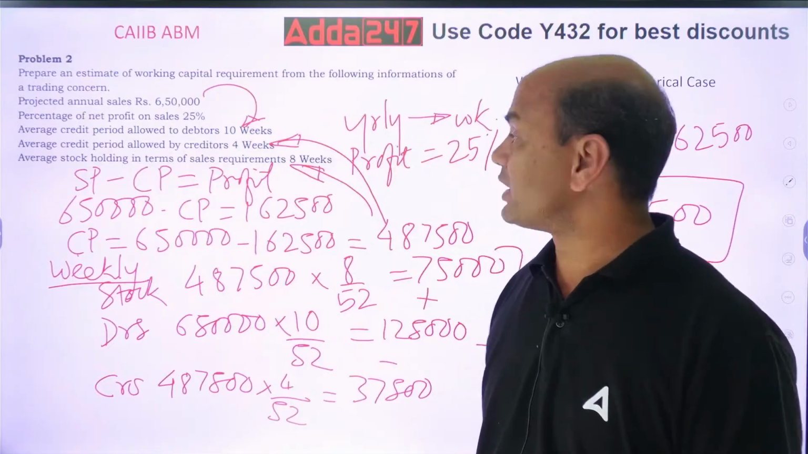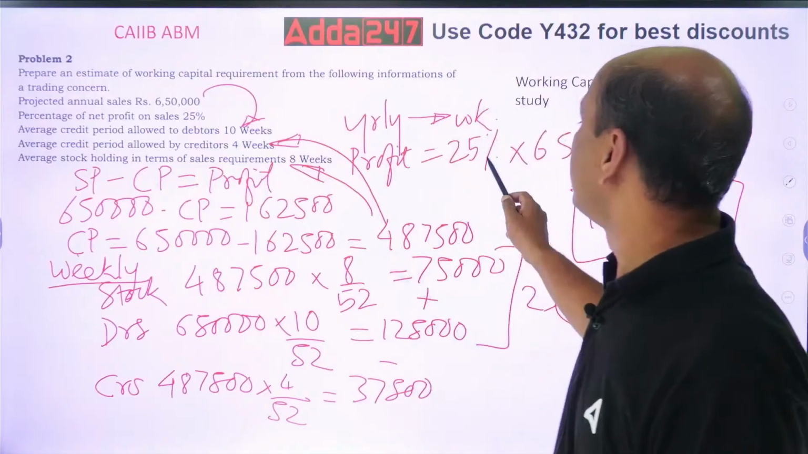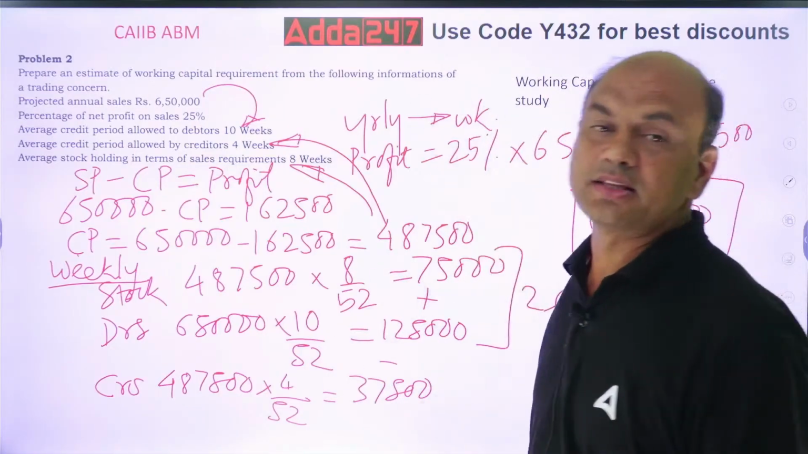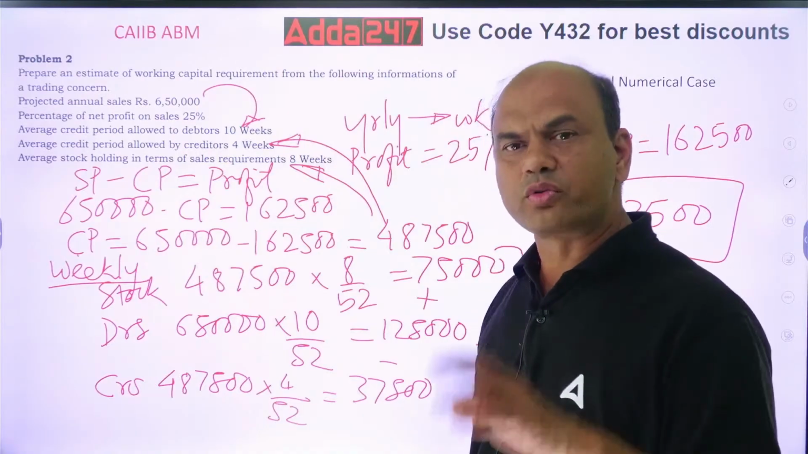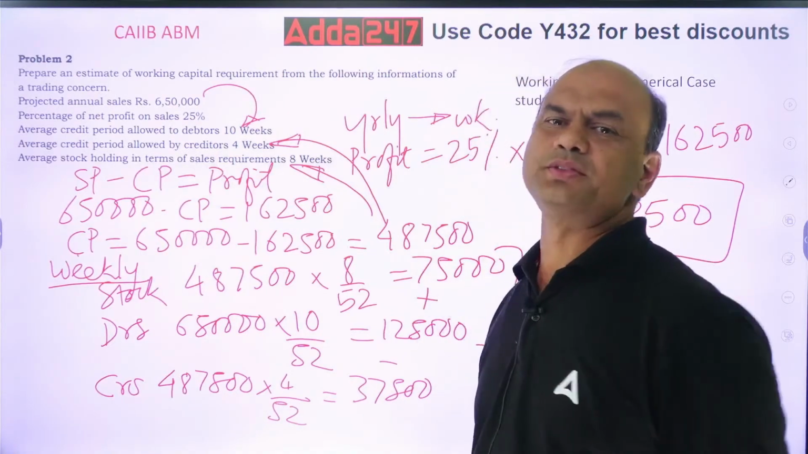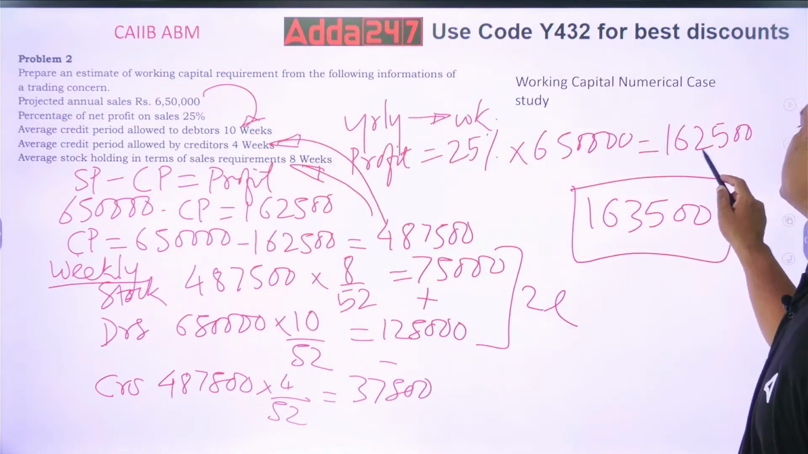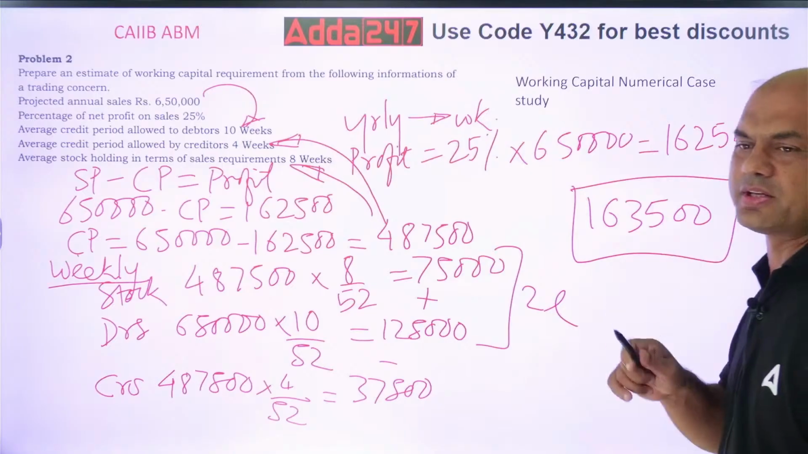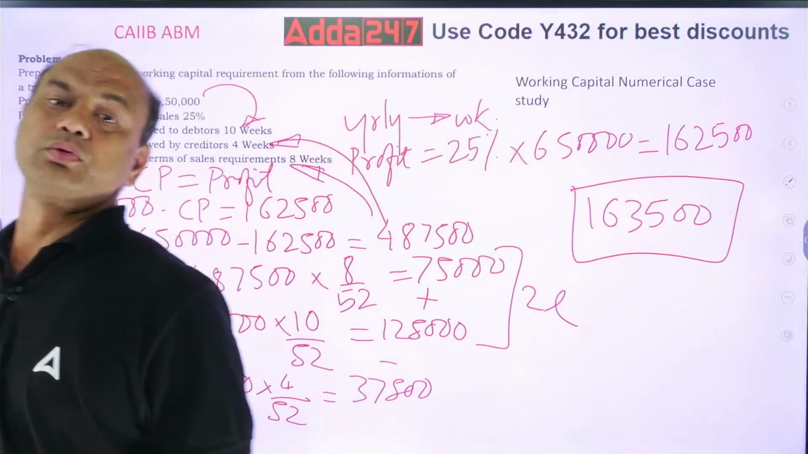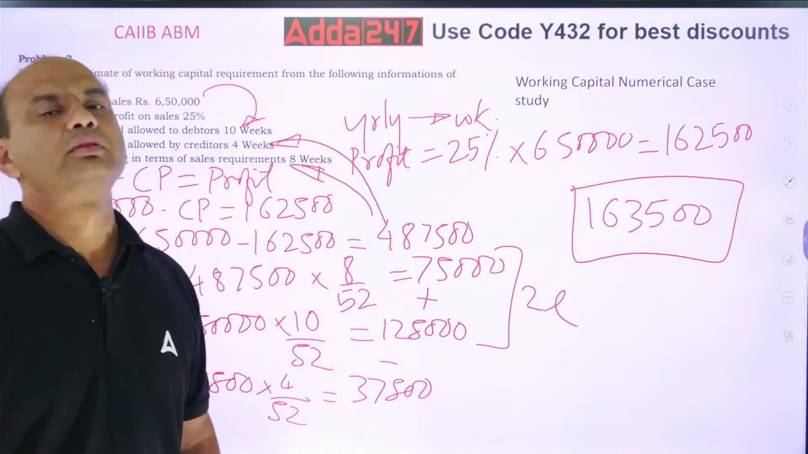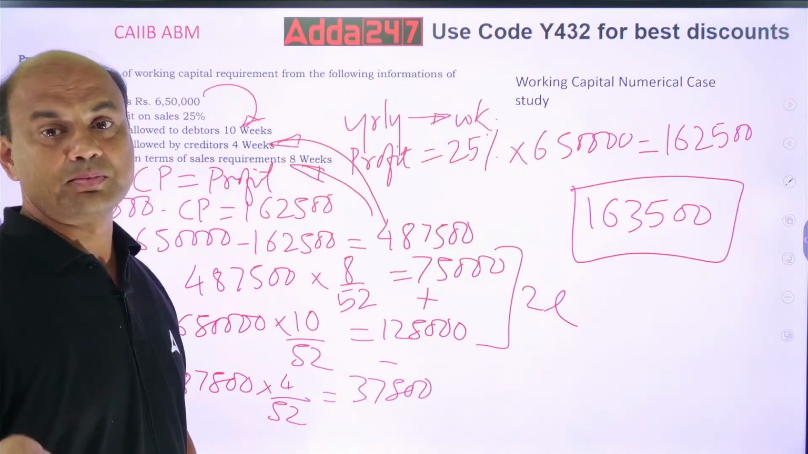Now profit. What is profit? 25% on sales. What is the sale? 6,50,000 given. So 25% on 6,50,000. Do it. So it is 1,62,500. Everyone should do this on your own. In the exam, you have to solve the problem, not me.